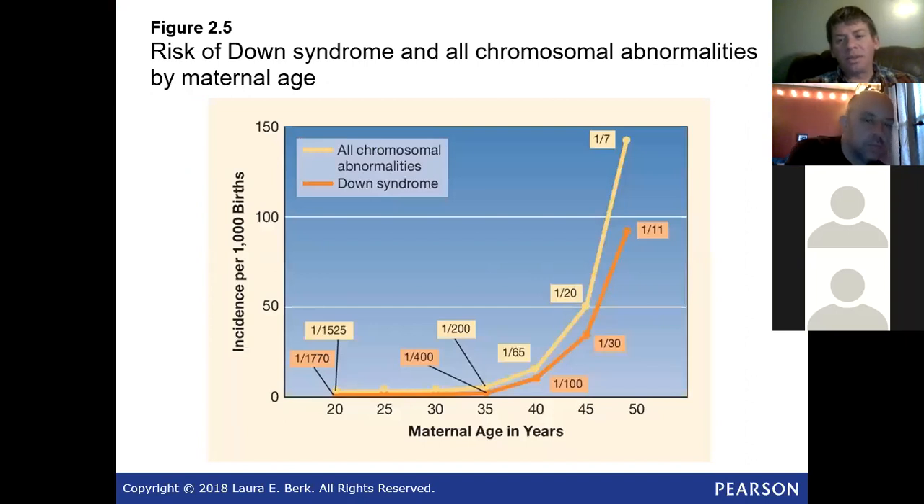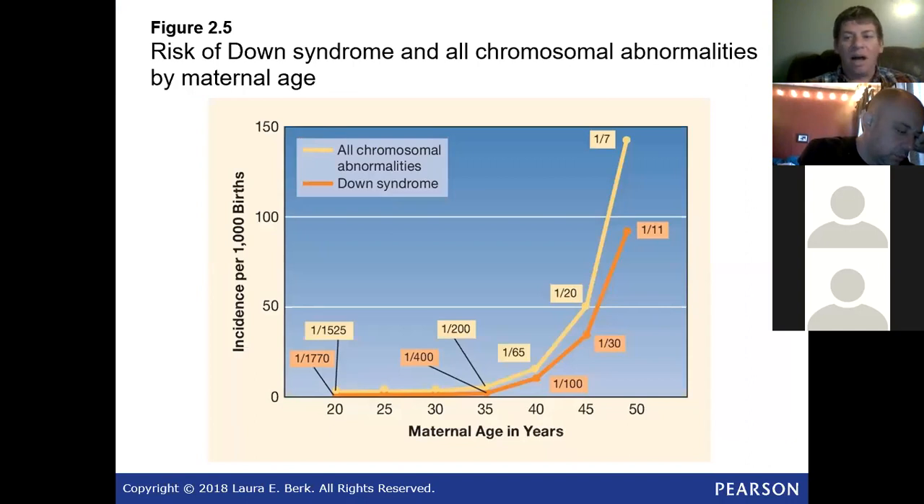What this illustration, this graph, whatever you want to call it, is showing you is the maternal age by year and the incidence of chromosomal abnormalities and Down syndrome. As the mother ages, the increased odds or likelihood of giving birth to a child with Down syndrome or any chromosomal abnormality increases significantly. We say that 35 is where it really starts to make a larger impact.